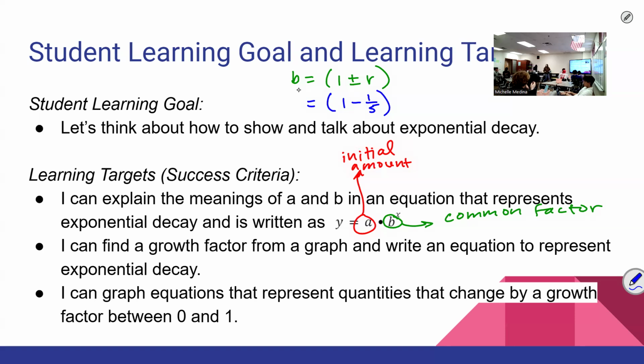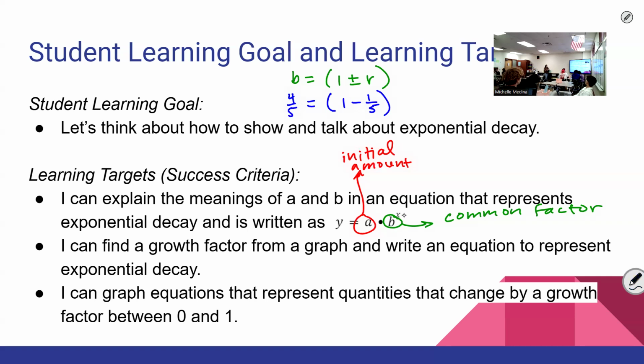What is 1 minus 1/5? 4/5. It depends what it's asking. If it's saying what is it decreasing by each time, you would say it's decreasing by 1/5 of its original value. If it said, what is my common factor, what's my growth factor, you'd say 4/5. If you're needing to set up the equation, you would set it up times 4/5.